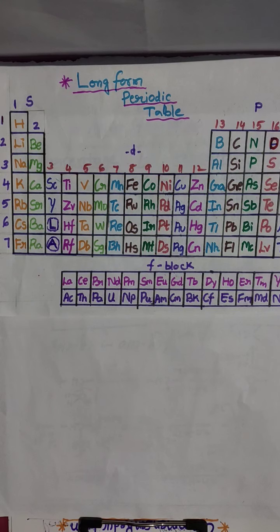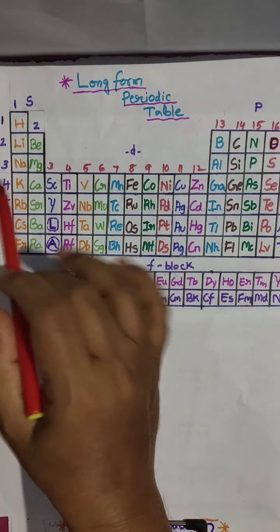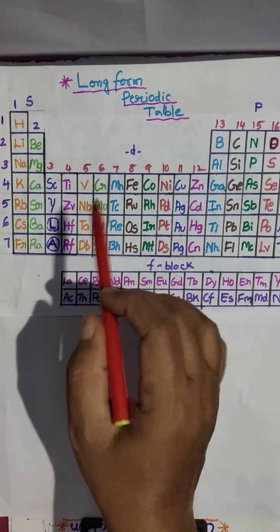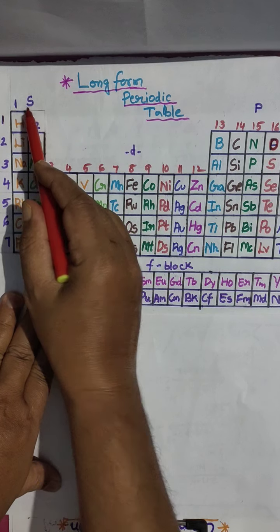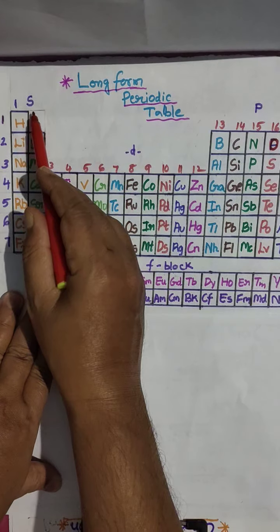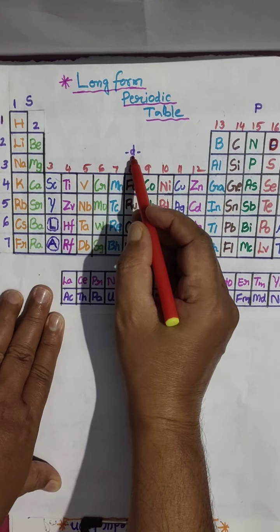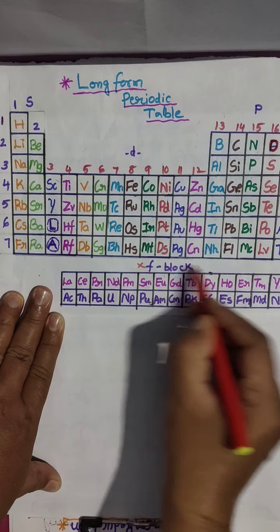Hi students, and today we are going to discuss the periodic table. In this periodic table we have 4 blocks. On the left side we have the S block, on the right side we have the P block, between the S and P blocks we have the D block, and down the periodic table we have the F block.